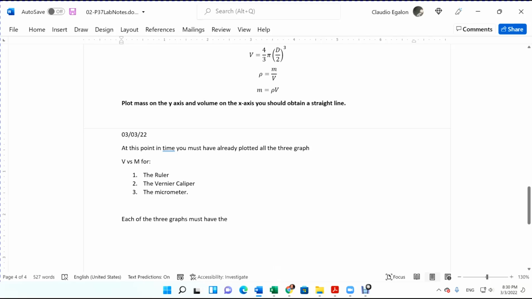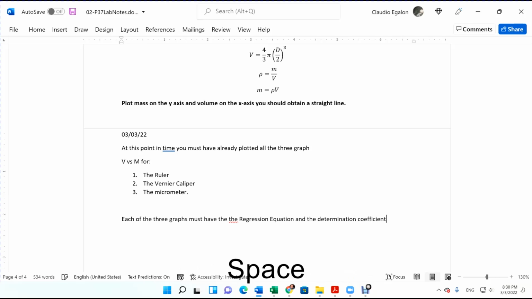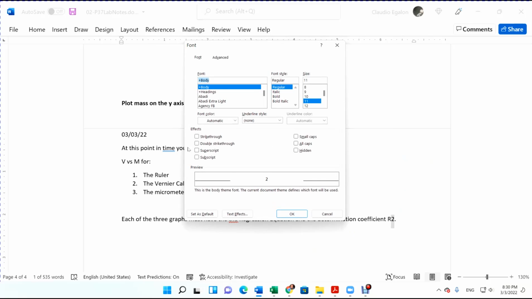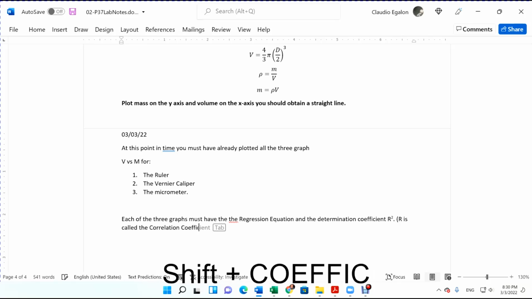Where did you want the equation in the graph? I'm going to get there, hang on. Each graph must have the regression equation and the determination coefficient, that R square. R square is called the determination coefficient. R, which is the square root of R square, is called the correlation coefficient. I'm going to put here between parentheses, R is called the correlation coefficient.